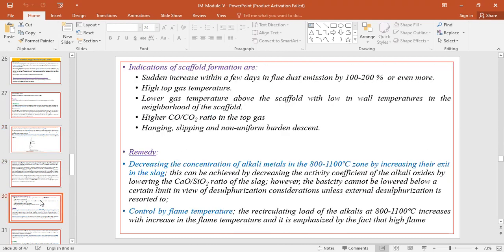And how can we identify the formation of these scaffolds? One method of identification is a sudden increase in flue dust emissions by 100 to 200% or even more. Another thing is there may be an increase in the top gas temperature because of the solid projections that are forming.